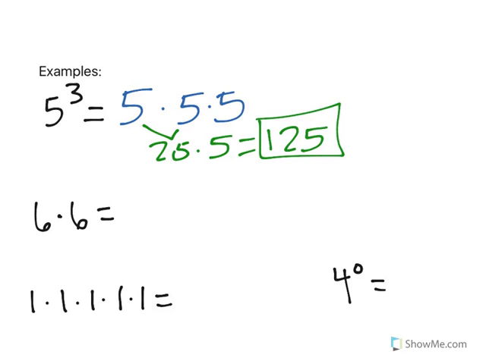6 times 6, what's my base? The number that I see, 6. And my exponent is how many times I see it? 2 times. 6 squared, or 6 to the 2nd power. My base is going to be the number 1, and I see it 1, 2, 3, 4, 5 times. That's my exponent. And lastly, do you remember this? 4 to the 0 power, anything to the 0 power equals 1.